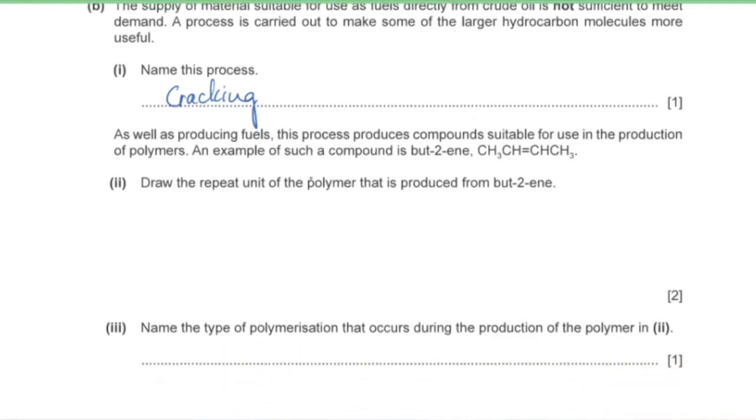As well as producing fuels, this process produces compounds suitable for use in the production of polymers. An example of such a compound is butene. Draw the repeat unit of the polymer that is produced from butene. So butene is C to C double bond, hydrogens on the top, and CH3 and CH3, 2 methyl groups. Now, the polymer would be breaking of this double bond and forming these 2 new single bonds, and the rest will remain the same. And a single repeat unit would be brackets and n.